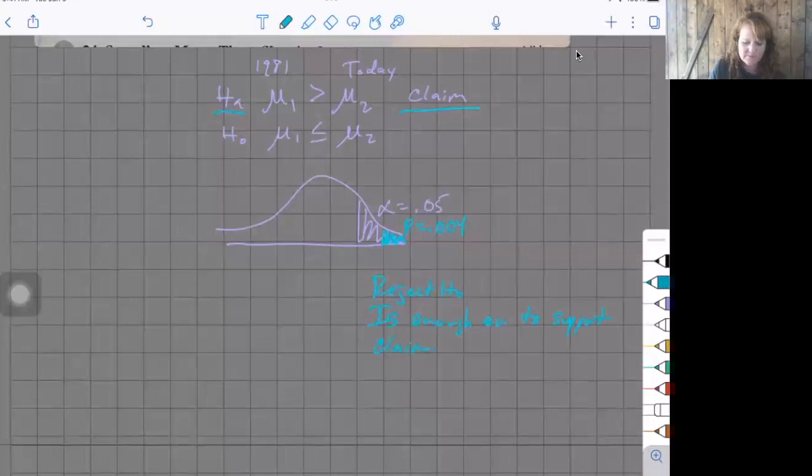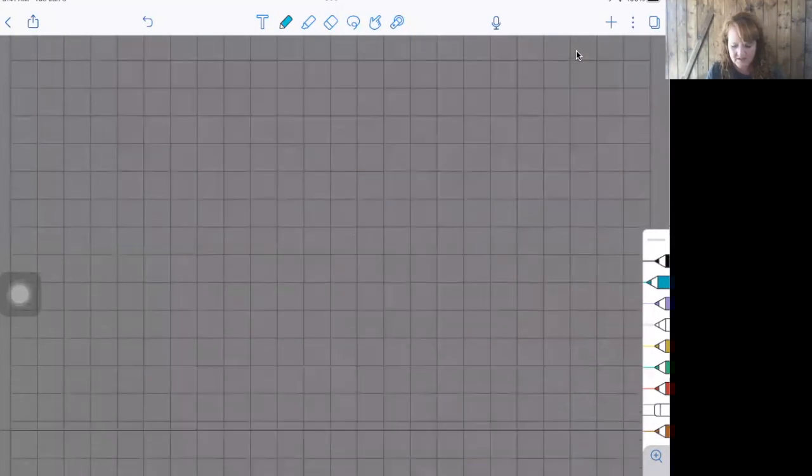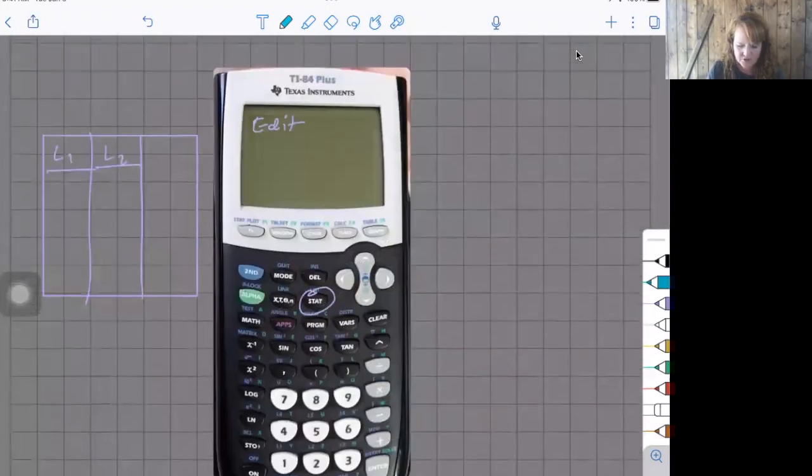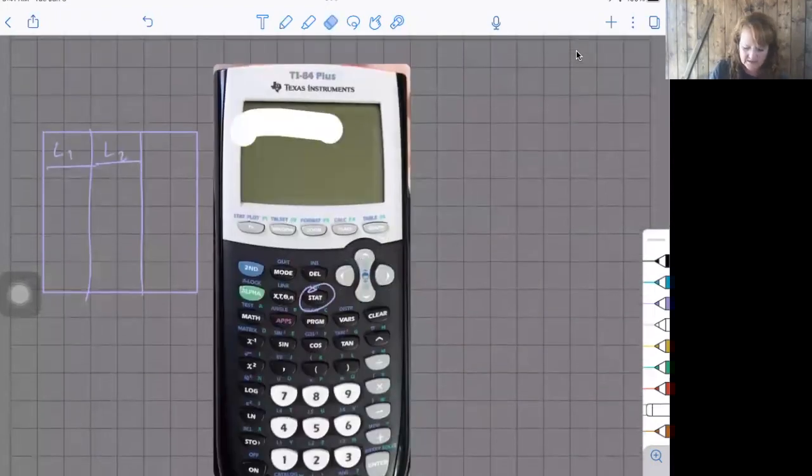Okay, for TI people, you probably guessed this already. You're going to find your two sample Z test. You're going to hit stat. You're going to go over here to tests. And it is going to say, mine is the third option. It says two sample Z test. That's going to be your guy.